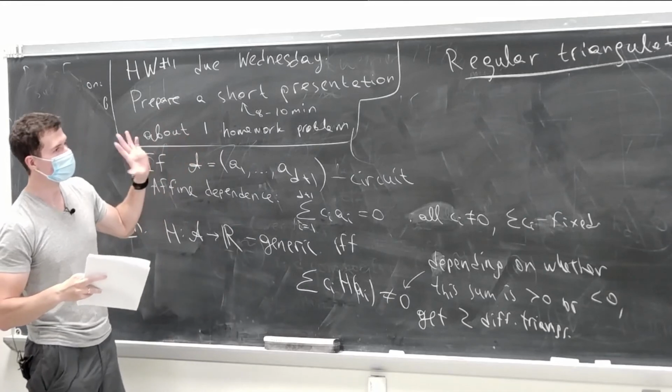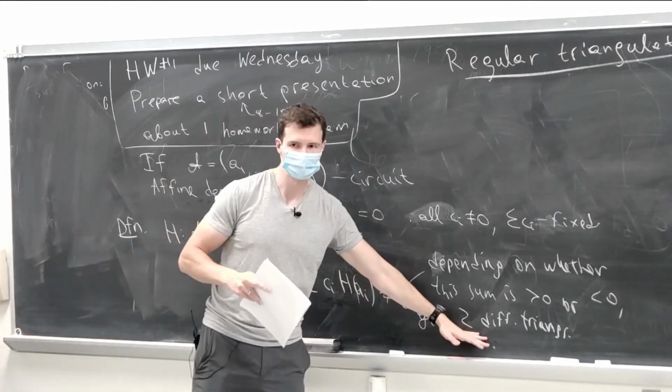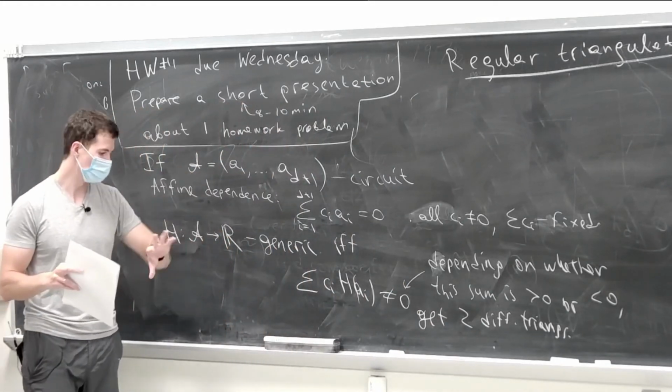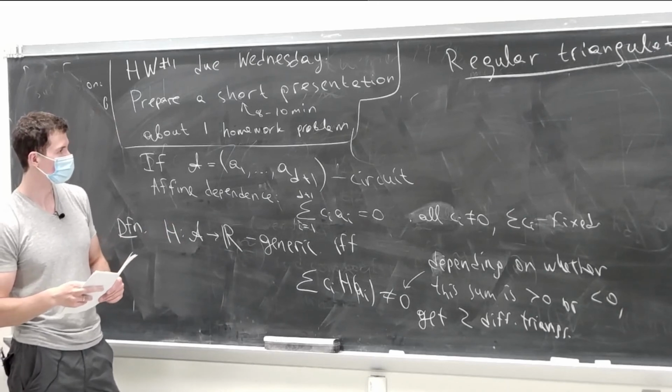Anyways, so first of all, here's an exercise. Prove that these are the only 2 triangulations. There's no more. All triangulations of a circuit are always regular. So that's one claim.